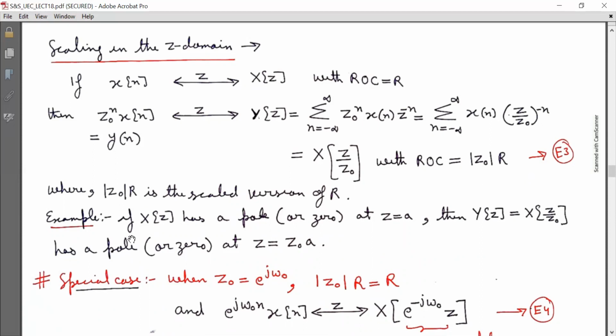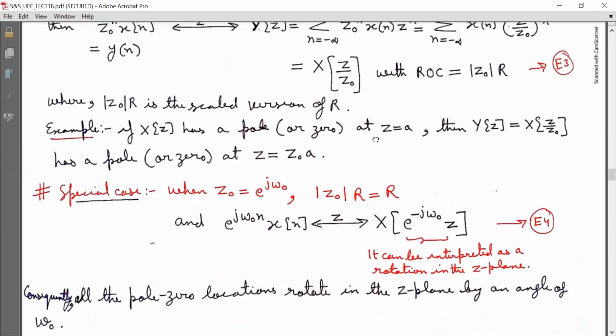Now example, if X(z) has a pole or zero at z is equal to a, then Y(z) is equal to X(z by z naught) has a pole or zero at z is equal to z naught a. So this is a very interesting observation.